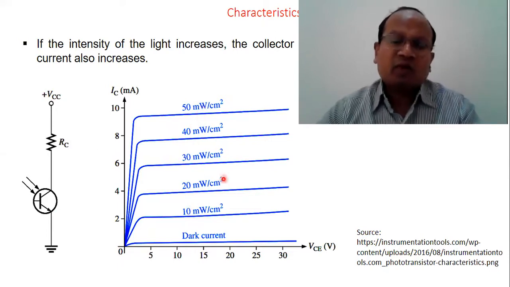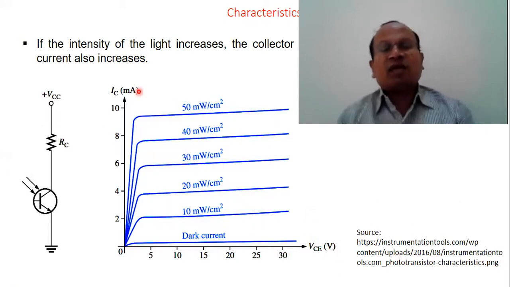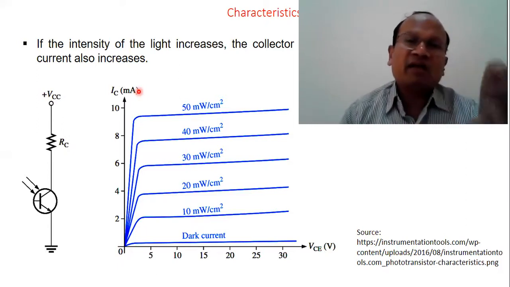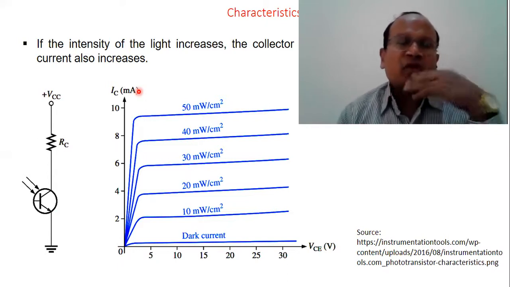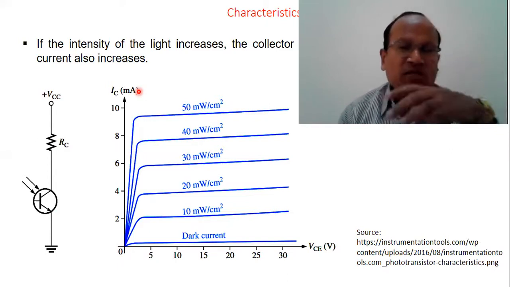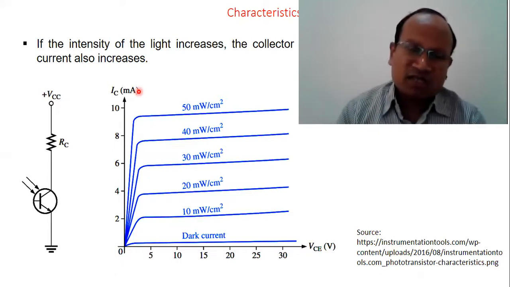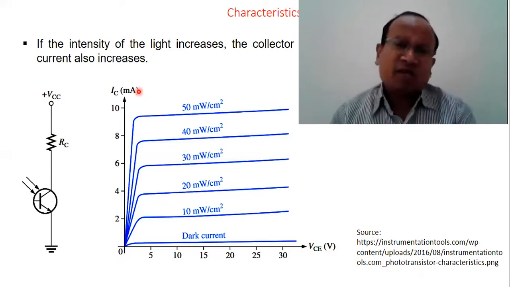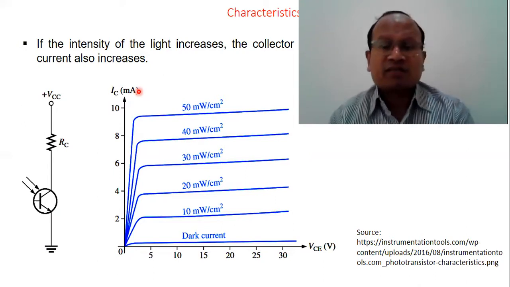And obviously, when we are increasing VCE, that is also affecting the collector current. But the larger impact on collector current is by the optical power. The more the optical power, the more the intensity of light, the more the luminance value, the larger the collector current. So as you can see, this characteristic is very similar to the characteristic of a common emitter amplifier when we plot the output characteristic.